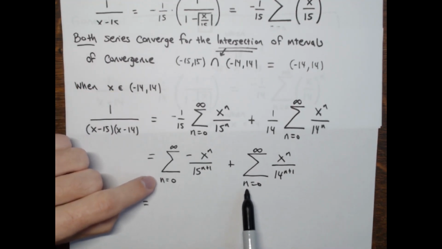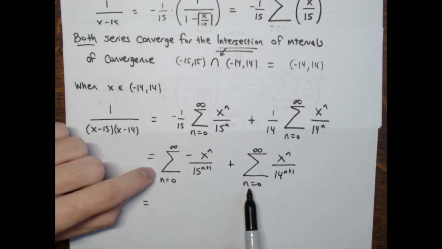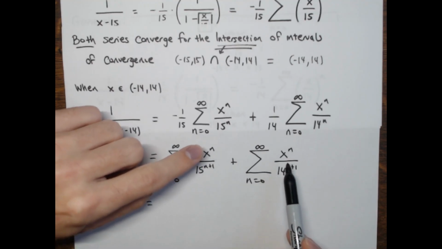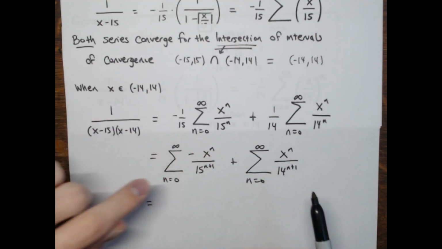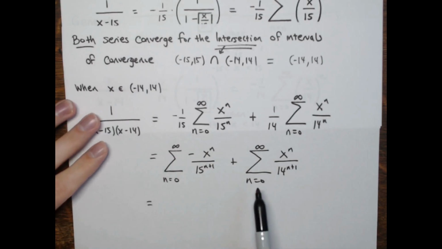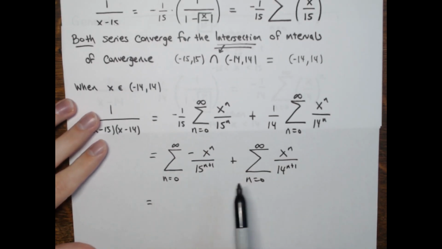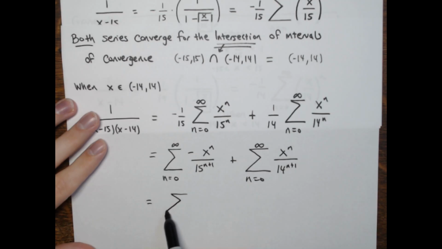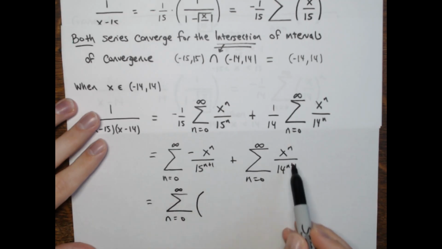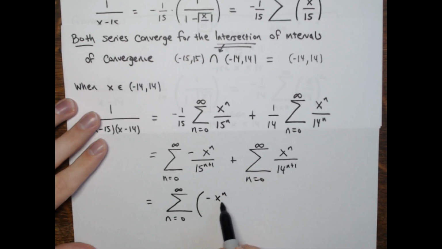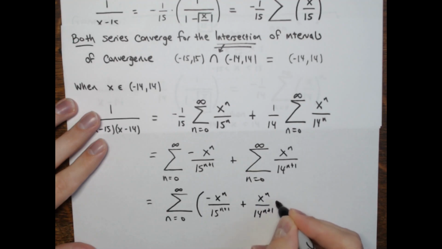They have the same index, right? They both have index of n. They're starting at the same value, and they both have the same powers of x. Because they have the same index starting at the same value, we can combine these to be the sum from n equals 0 to infinity of negative x to the nth over 15 to the n plus 1, plus x to the nth over 14 to the n plus 1.